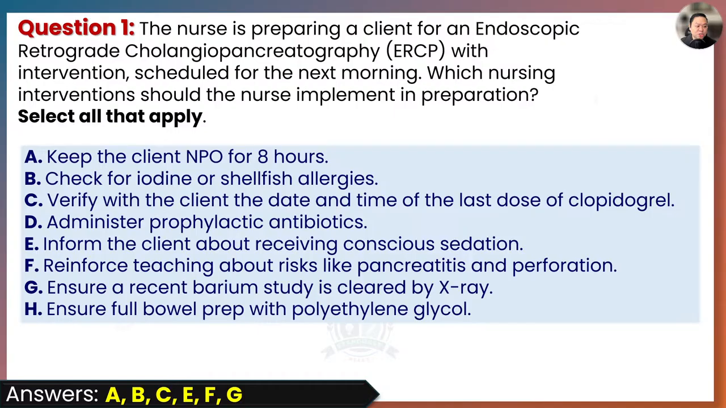Now, what about letter G? This is also one of the correct options here. Well, if the patient had a recent barium study, the barium may interfere with the visualization of the bile ducts during the ERCP. And an X-ray will confirm that the barium has cleared, which is very necessary for optimal visualization during the ERCP.